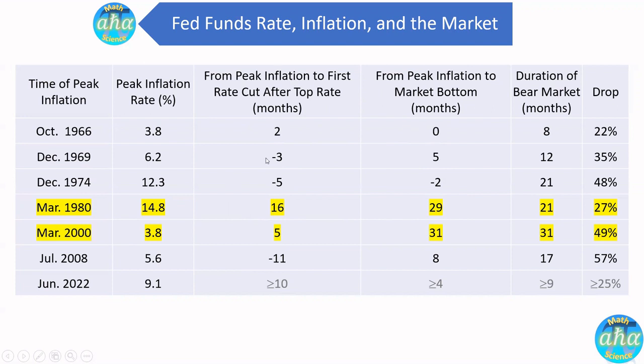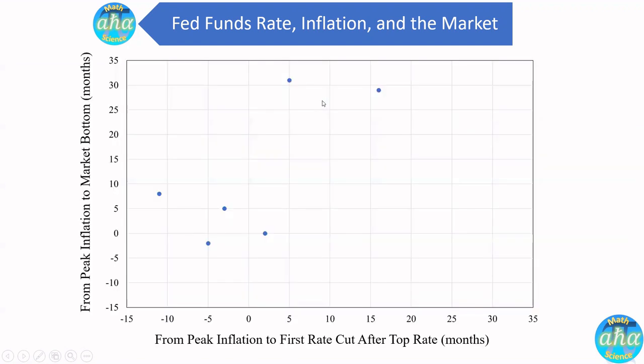So let's actually plot these two columns on a plot. We plot the time from peak inflation to market bottom versus the time from peak inflation to first rate cut. And let's see what the chart tells. So the horizontal axis is the time from the peak inflation to the first rate cut, and the vertical axis is the time from peak inflation to the market bottom.